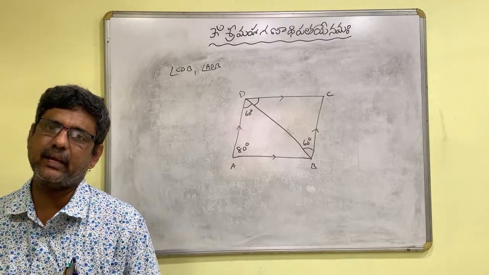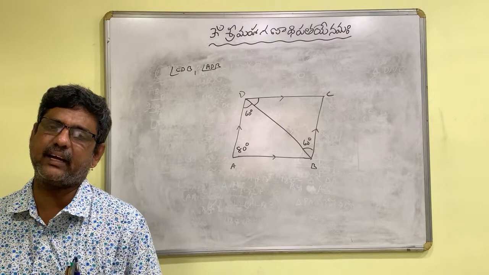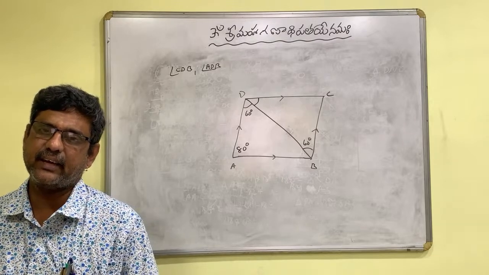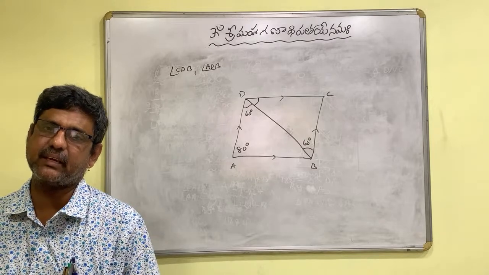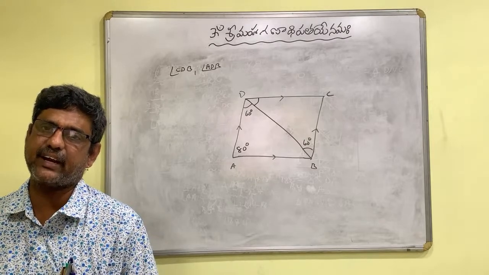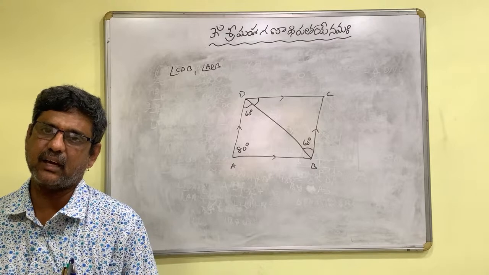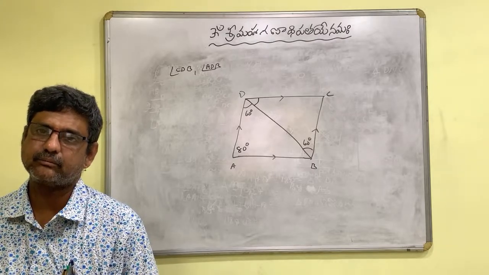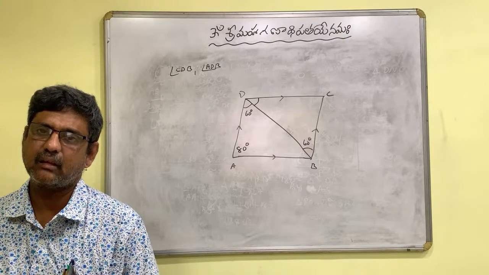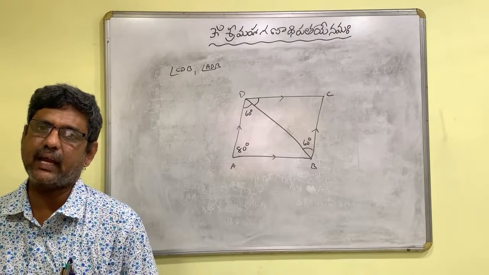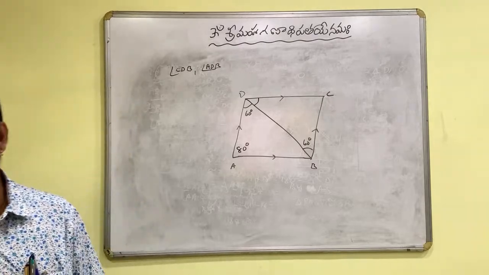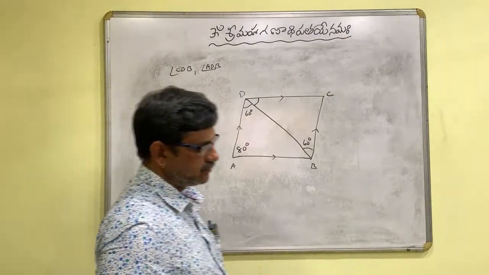So angle ADB 60 degrees, alternate interior angles. ADB and DBC, alternate interior angles, 60 degrees. Now, how to calculate angle CDB?